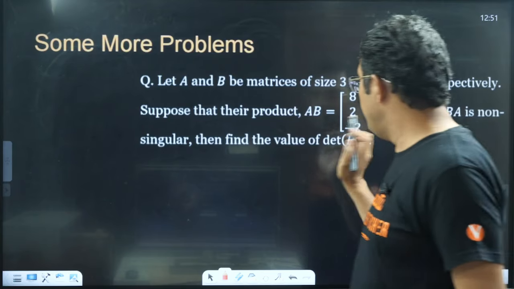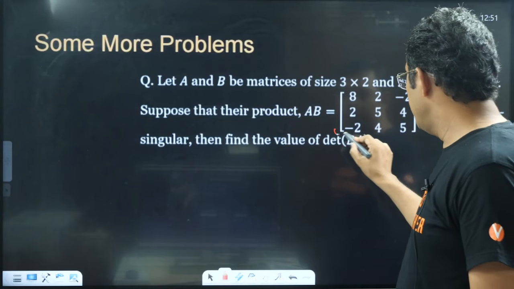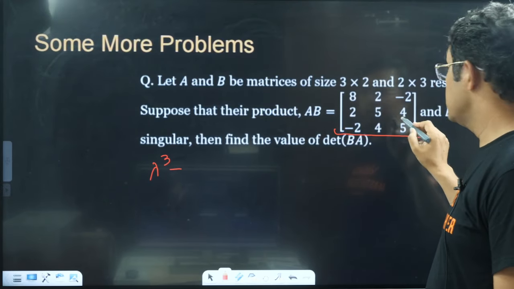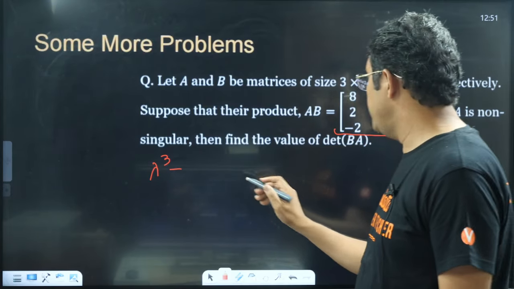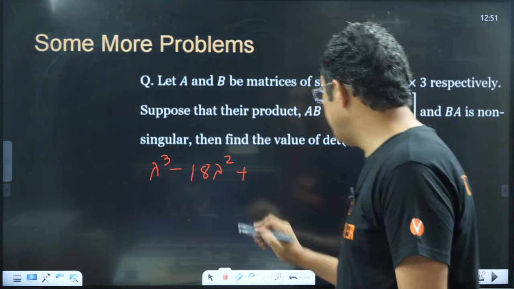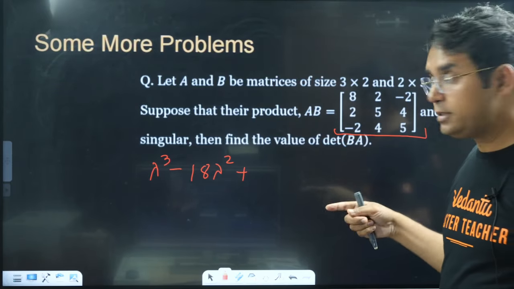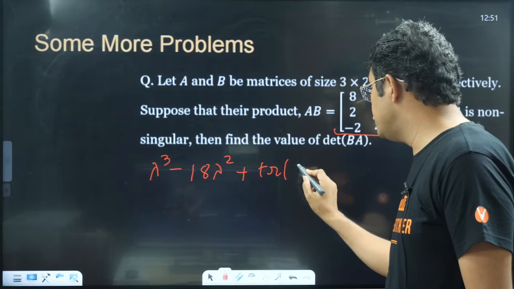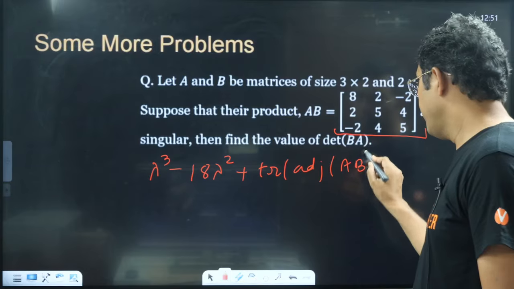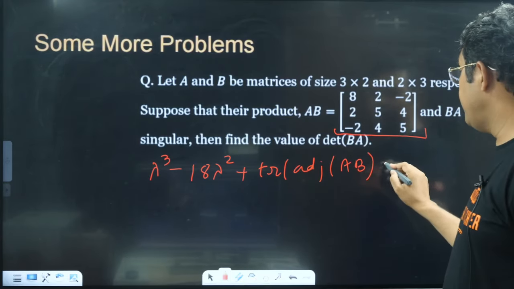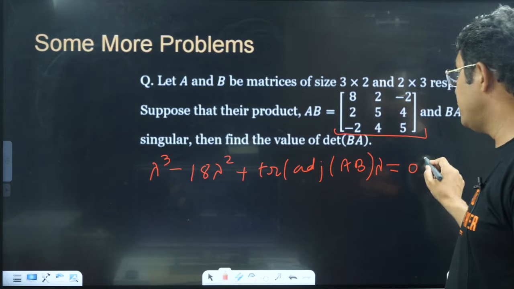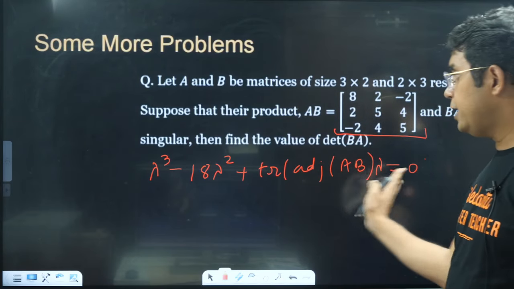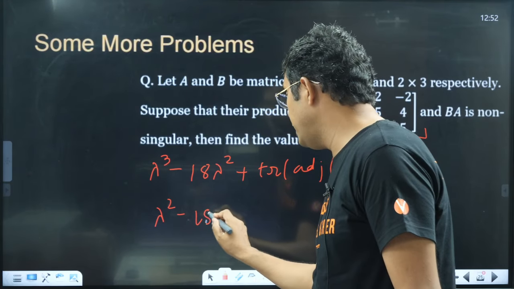Okay, now tell me, AB we are aware of. Now for this AB, I can write the characteristic equation: lambda cube minus sum of roots, that is the trace actually. So that will be 5 plus 5 plus 8, I think 18. Yeah, 18. Okay, then the cofactors of diagonal elements, you can find that. I am not writing it. So it will be the trace of adjoint of AB. Okay, and you can check the determinant value will be 0 here. You can verify it. The value of the determinant of this would be 0. Okay, now if I simplify this equation, take lambda out, we will be left with a quadratic that will be like this.